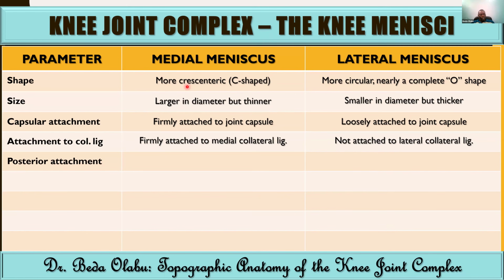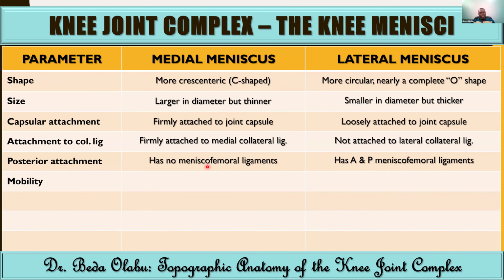Then we can compare their posterior attachments. So the attachments of the menisci are their posterior horns. We have what we call meniscofemoral ligaments that attach the posterior horn of the lateral meniscus. So from the meniscus to the femur, meniscofemoral. And these ligaments accompany what we call the posterior cruciate ligament. We're also going to talk about the posterior cruciate shortly. So the lateral meniscus has the anterior and posterior meniscofemoral ligaments attaching its posterior horn to the femur around the posterior cruciate ligament. The medial meniscus does not have meniscofemoral ligaments attaching its posterior horn.